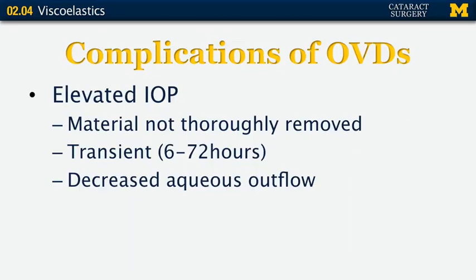What are some of the complications of viscoelastic devices? Well, there aren't many. Really, it's elevated intraocular pressure, and this occurs when the viscoelastic material isn't completely removed from the anterior chamber. It is transient, but it can be exquisitely painful because pressures can go very high. And the viscoelastic substance basically decreases the outflow of aqueous. It clogs up your drainage system, and sometimes for quite some time.